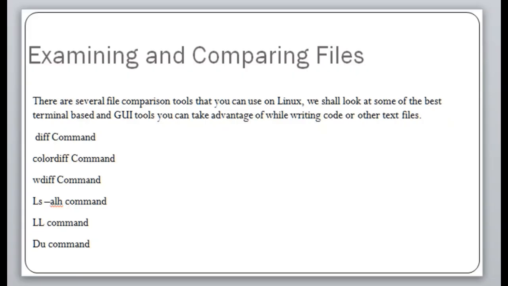There are several comparison tools that you can use on Linux. We shall look at some of the best terminal-based and GUI tools you can take advantage of while writing code or other text files. We'll look at the diff command. There's also the color diff command, wdiff. There's the ls -alh command. Now remember, guys, this is the ls command with the flags alh. A stands for all, so show hidden files. L is a long listing, and H is human readable format. We also have ll, which is a shortened version of ls -l. And then we have the du command, which shows the disk usage.